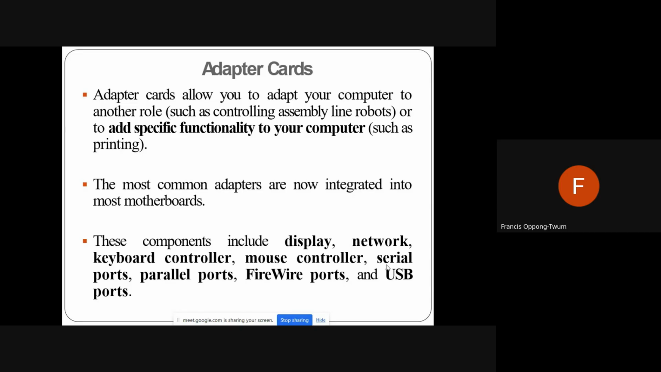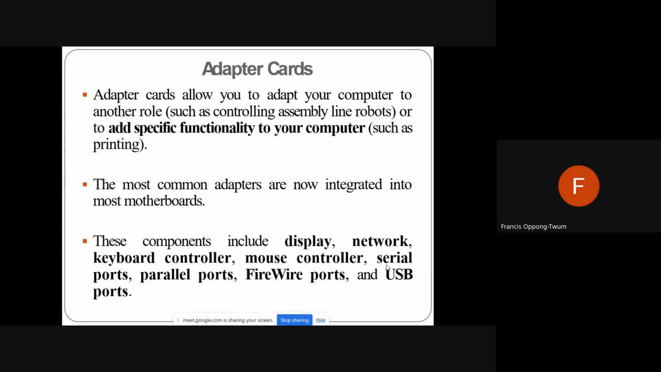Yes, sir. The main function of the power supply is to convert AC current to DC current. Okay, and that is good. Okay, fine, that's good. So we are moving on to another component.